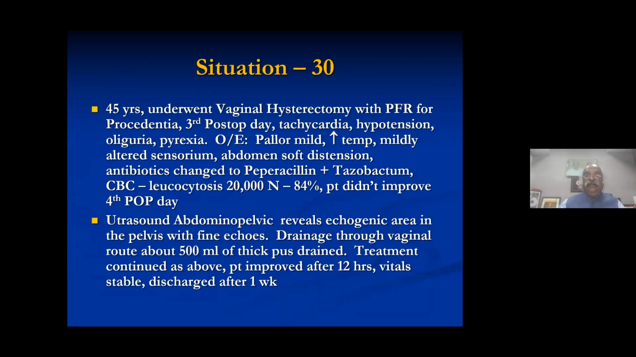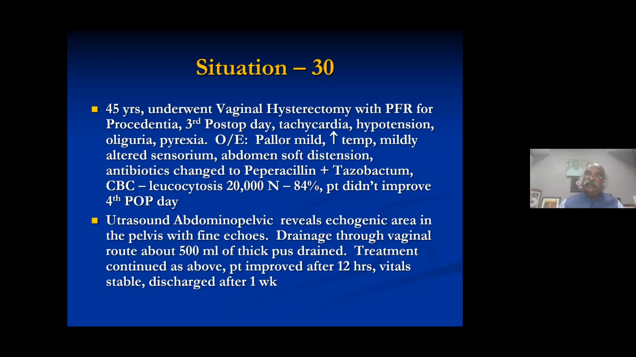A 45-year-old underwent vaginal hysterectomy with PFR for procidentia. Third post-op day, tachycardia, hypotension, oliguria, and pyrexia. Pallor mild, increased temperature, mildly altered sensorium, abdomen soft, distension. Antibiotics changed to piperacillin tazobactam, CBC showed leukocytosis with neutrophilia. Patient didn't improve on the fourth post-op day. Ultrasound abdomen and pelvis reveals echogenic area in the pelvis with fine echoes.